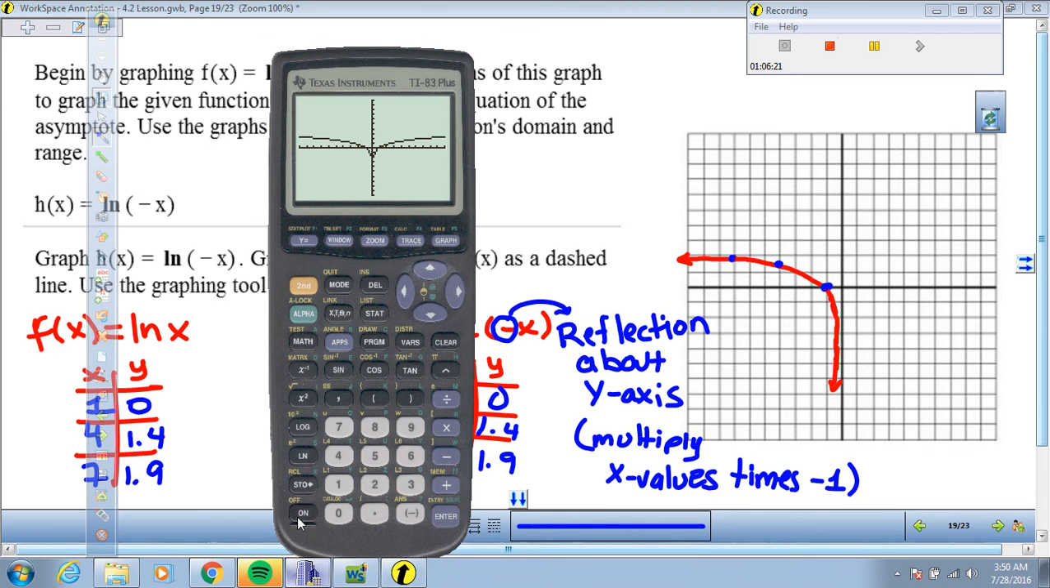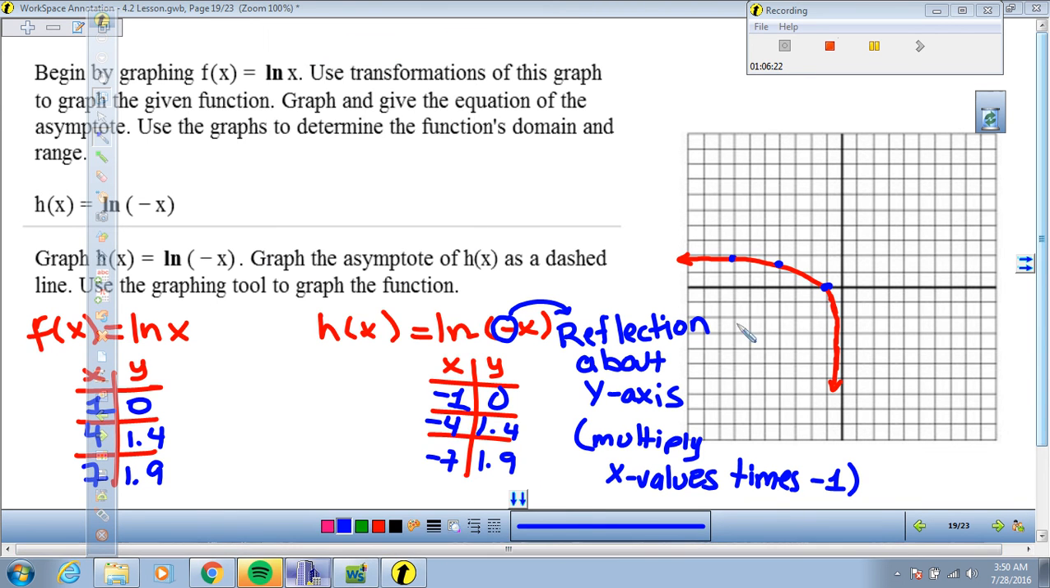So what would be my vertical asymptote here? The same thing, x equals 0. So right here, I'm going to put it over here on the top. Vertical asymptote of x equals 0. Okay, and that's it.